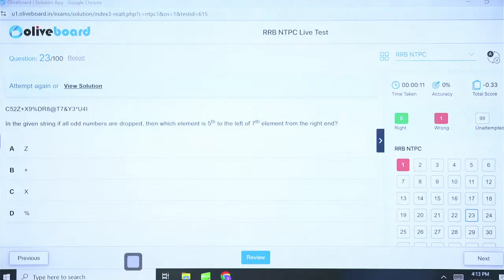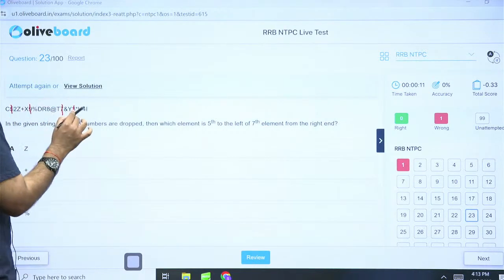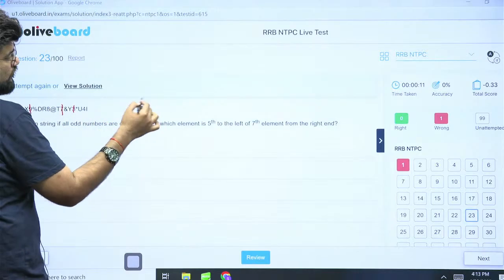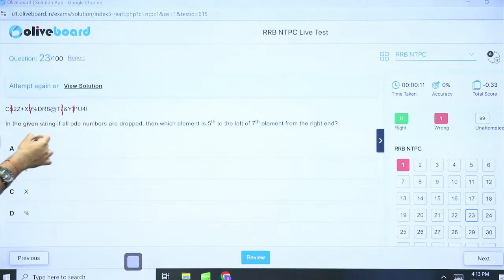This you can manually solve. There is no issue here. Okay. So in the given string, if all the odd numbers are dropped, odd numbers means odd digits basically. So 5 will be dropped, 9 will be dropped, 7 will be dropped, 3 will be dropped. Okay. Now they are asking you which element is fifth to the left of seventh element from the right. That is seventh from the right, fifth to the left of it. So 12th element basically you need to find out.